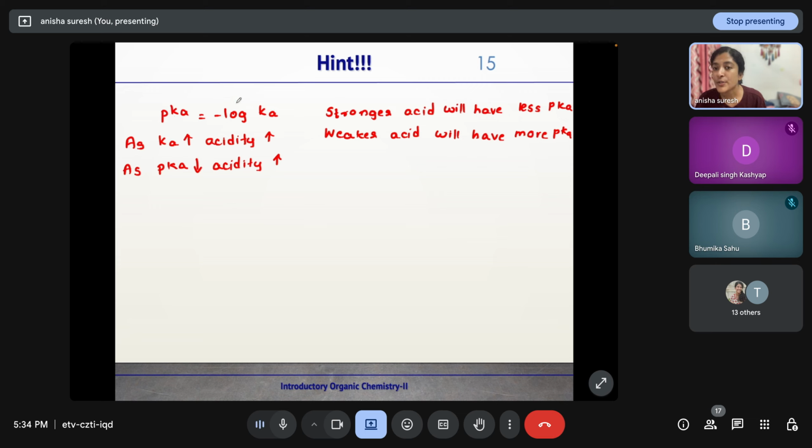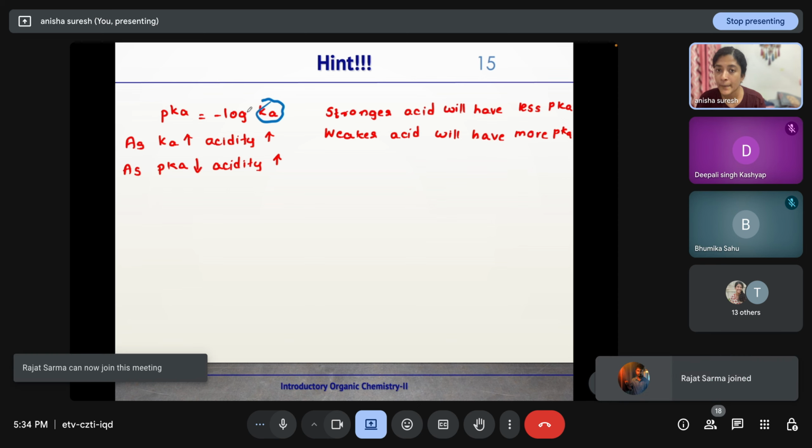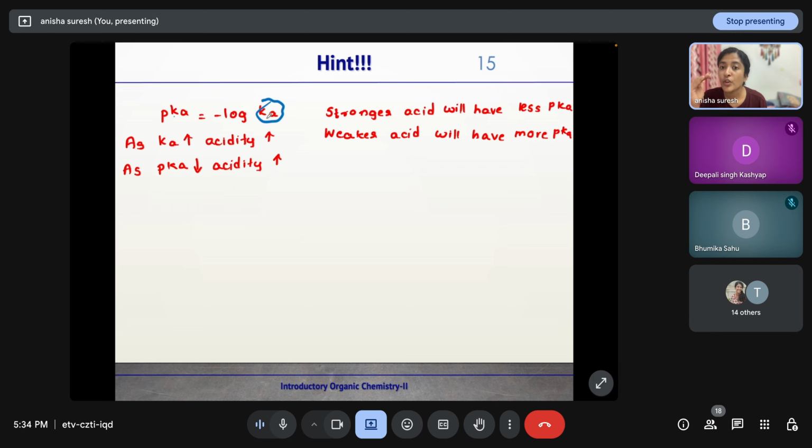So pKa is actually minus log Ka, right? Ka is the acid dissociation constant. As Ka increases, acidity will increase. And since pKa is minus log Ka, if pKa increases, the acidity will decrease. If Ka increases, acidity will increase, and if pKa decreases, acidity will increase. So a stronger acid will have a lesser pKa and a weaker acid will have a higher pKa. Okay?